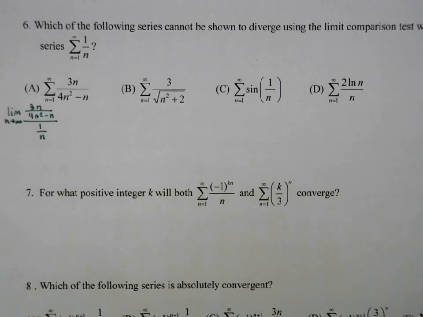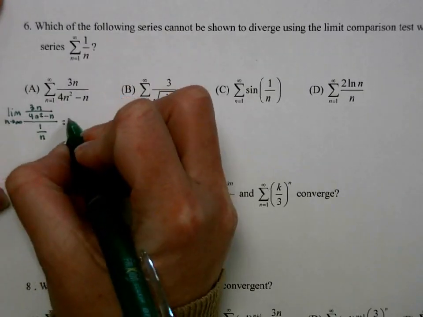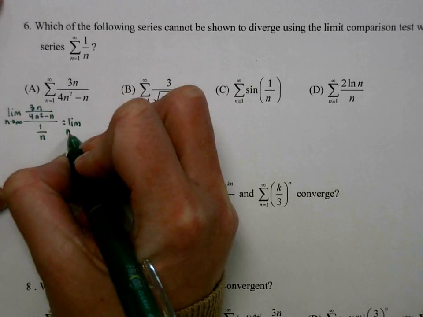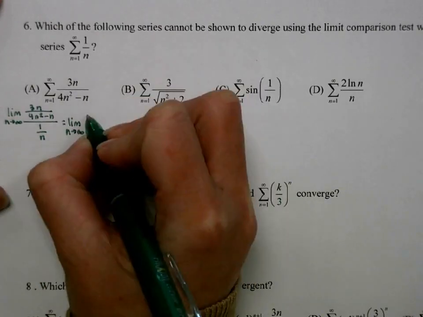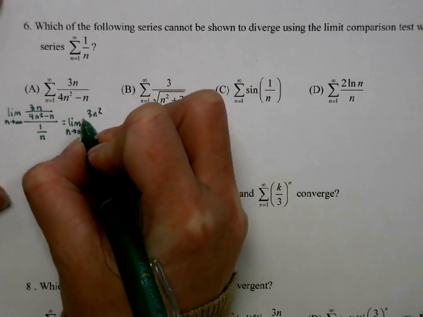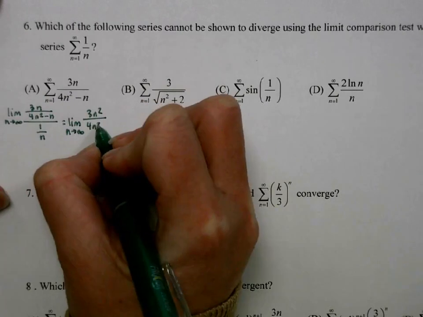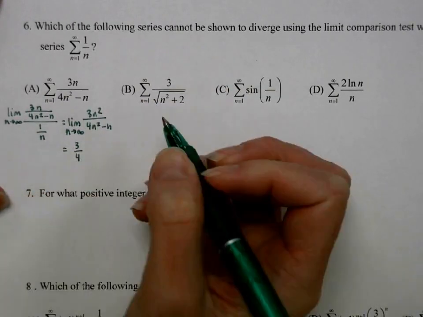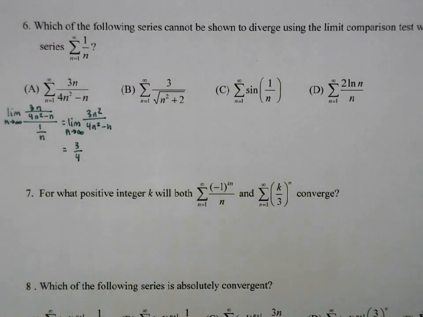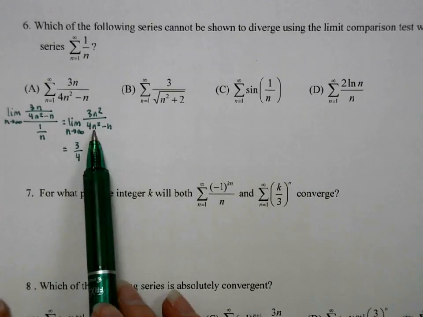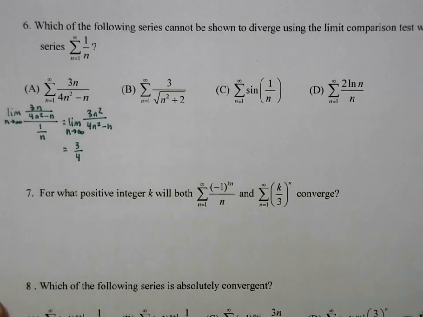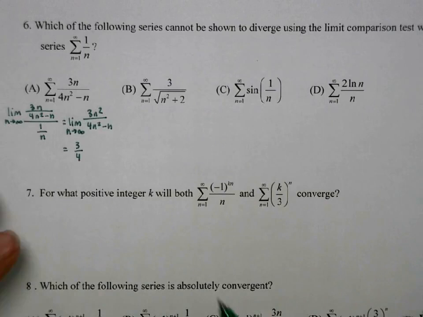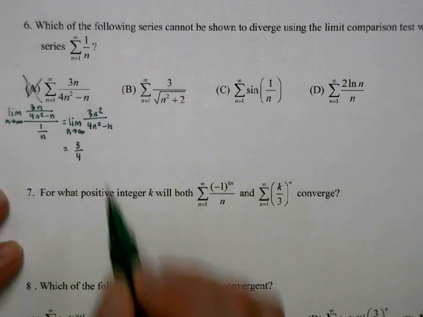Okay, if we multiply by that reciprocal, we end up with 3n squared over 4n squared, which reduces to 3/4. So that's a finite value, so we can use that one to show. So that's not going to work.